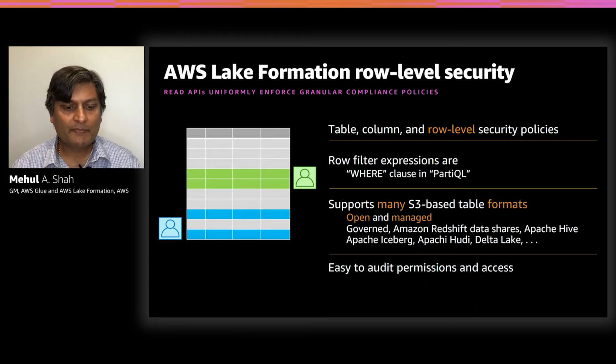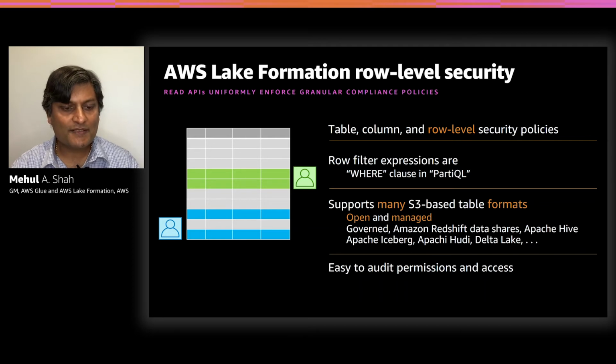data. The cool thing is that you can enforce these row-level permissions not just for governed tables, but it also works for all of the other managed tables and open formats that we support. For example, Redshift data shares, Apache Hive, Apache Iceberg, Apache Hudi, and Delta Lake. And because all of this is happening through a single place, which is Lake Formation, it's easy to audit the permissions across your organization and audit all the accesses that are happening to your data lake across your organization.